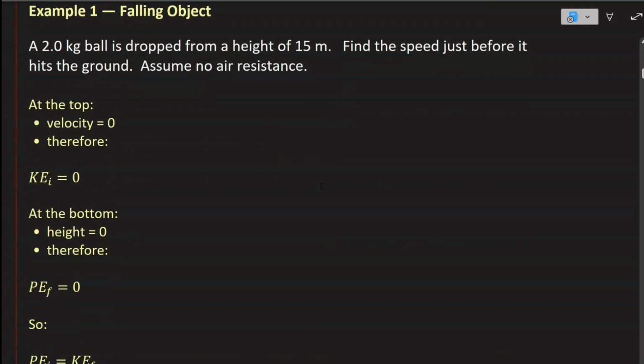Here is example 1. We have falling objects. A 2 kg ball is dropped from a height of 15 meters. Find the speed just before it hits the ground, assuming no air resistance. Okay, I wrote down a few things here on the left-hand side. At the top, obviously, before you release the ball, velocity is 0. That's your initial velocity, v initial, which is equal to 0 meters per second. We do have the height, h, equal to 15 meters. You can call that d as well for distance.